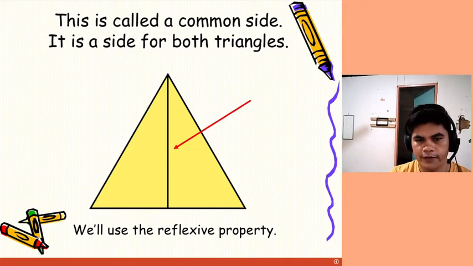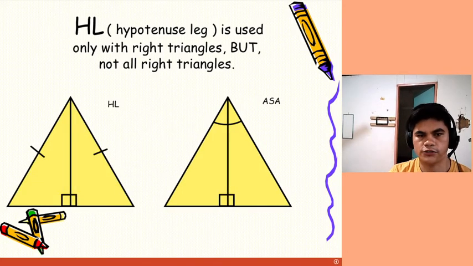For example, if this side here is A, B, you can say that side AB is congruent with side AB. The reason is reflexive property. That means they are a common side.